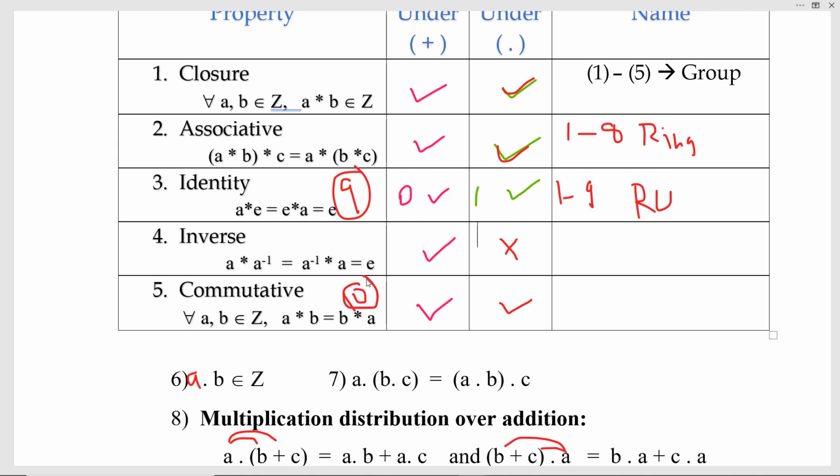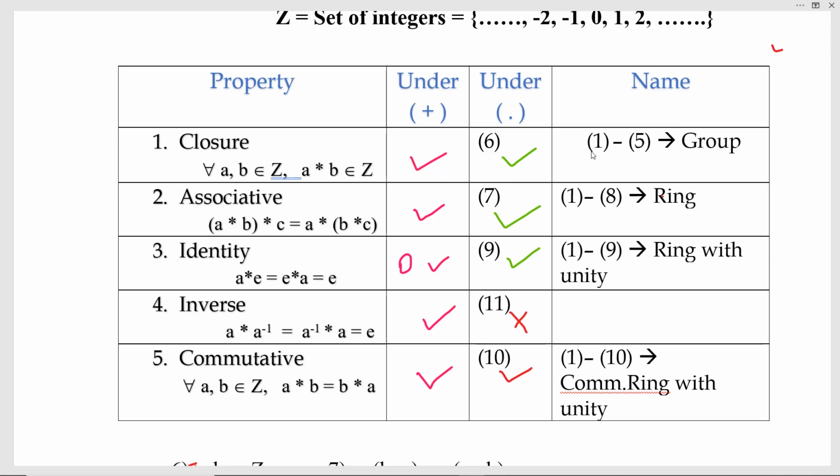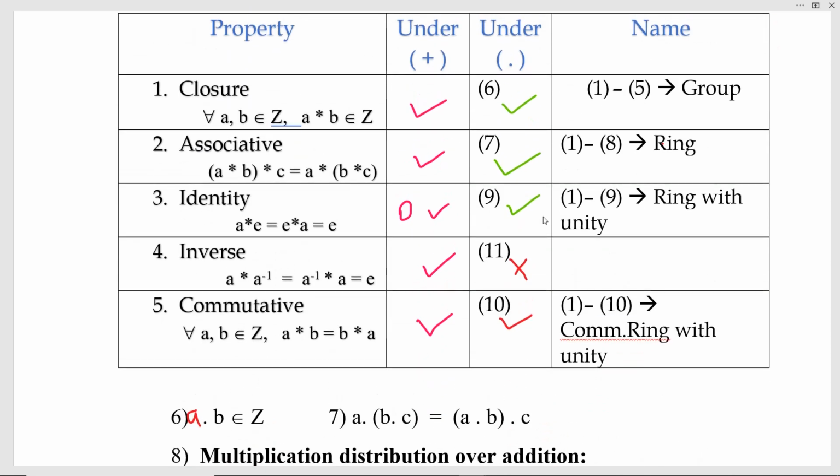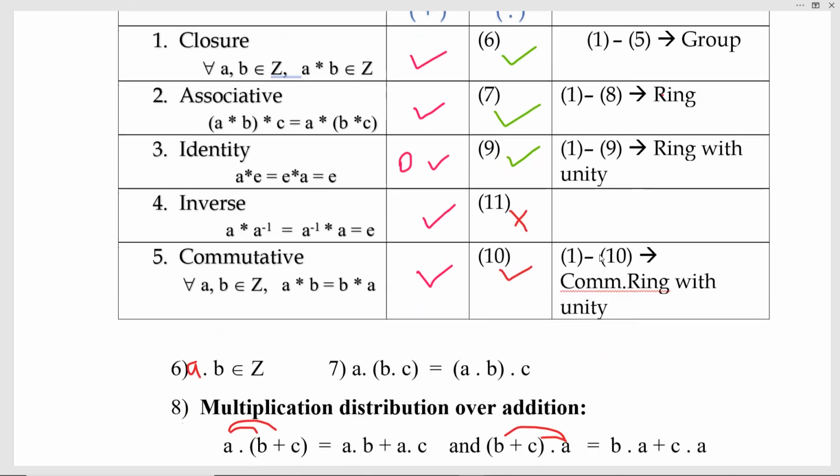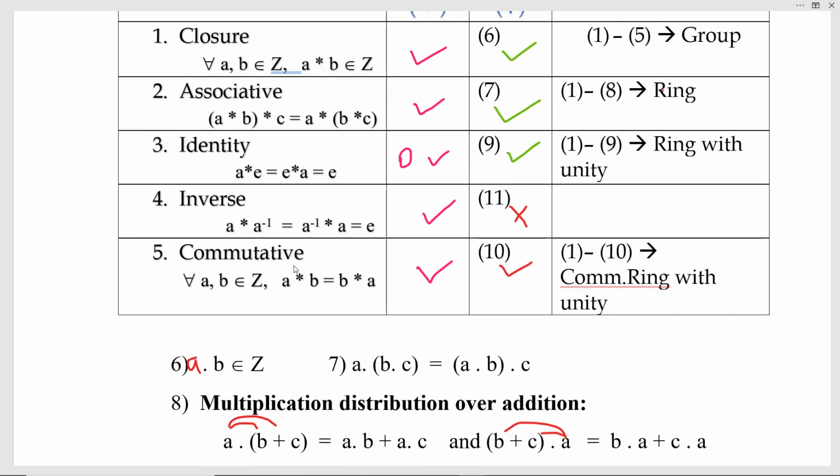Okay, the 10th one. So 1 to 10 means this is a commutative ring with unity. Commutative ring with unity, we say CRU. So conditions 1 to 5 form a group. The set satisfying conditions 1 to 8, I write here 6, 7 and 8, is a ring, and 1 to 9 means ring with unity. So 1 to 10, the 10th condition being the commutative property, is a commutative ring with unity. But there are also rings with unity only, and also commutative rings without unity, like that.